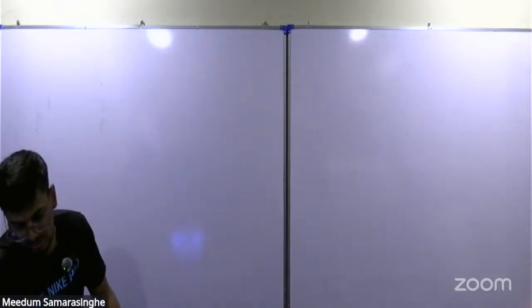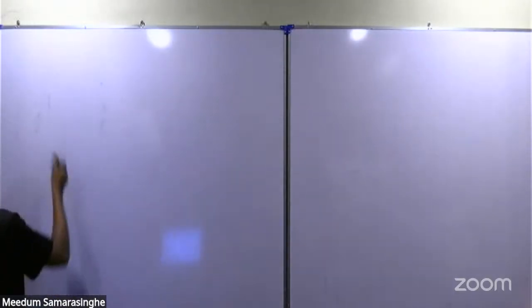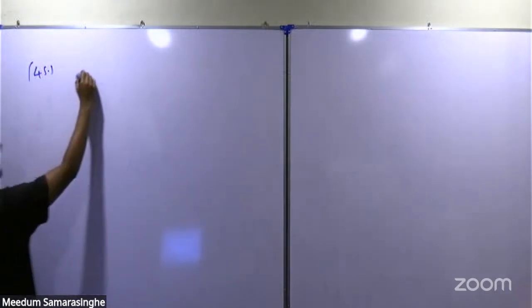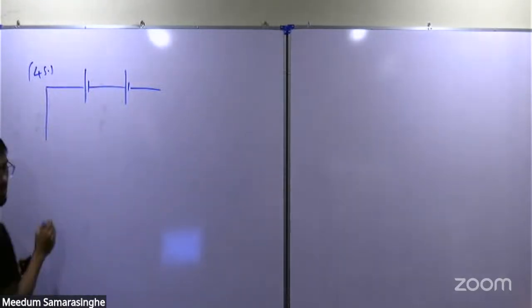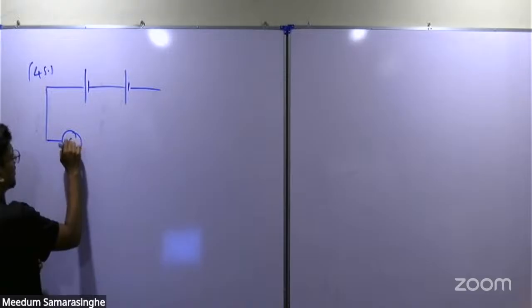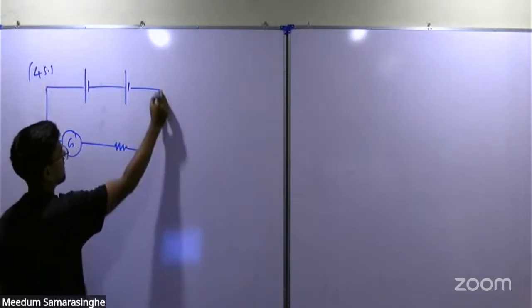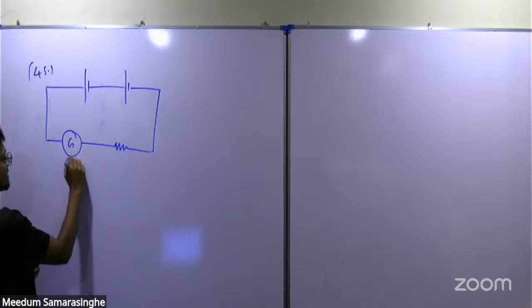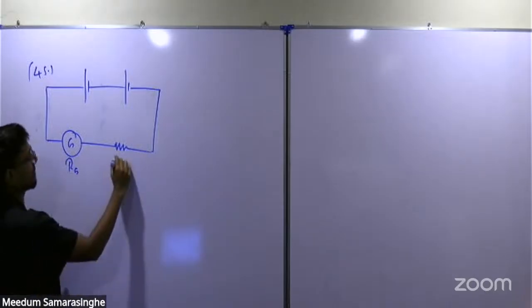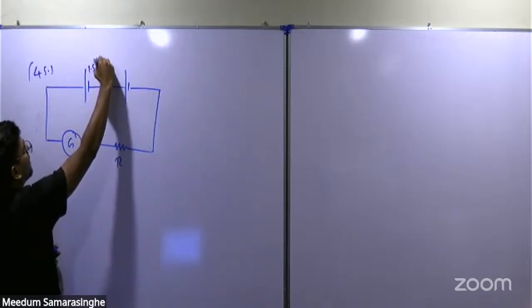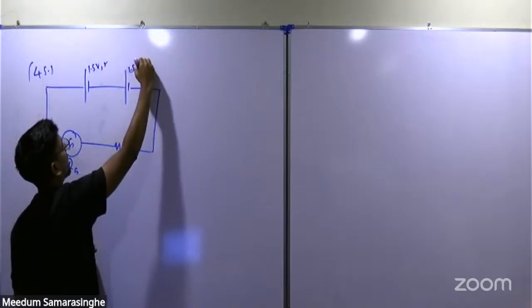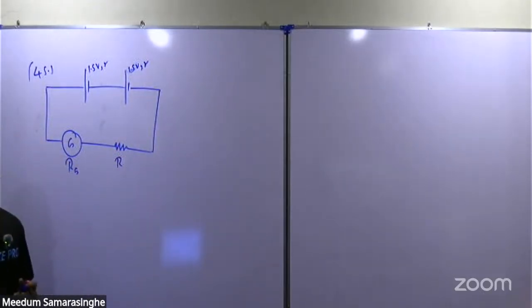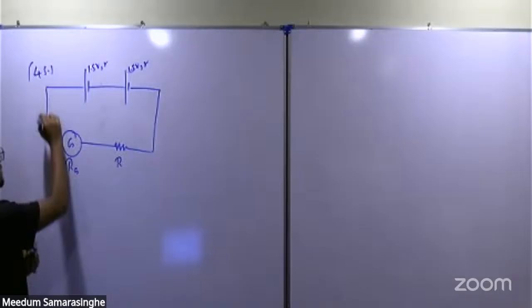Now, this is the question, 45th. When two cells are connected in series like this, there you have a galvanometer and a resistor. Let's say the resistance of the galvanometer is Rg, this is capital R, and the cells are 1.5 volt, internal resistance unknown. The EMF is 1.5, internal resistance is R. When they are connected in series like this, the current for the combination is 1 ampere.